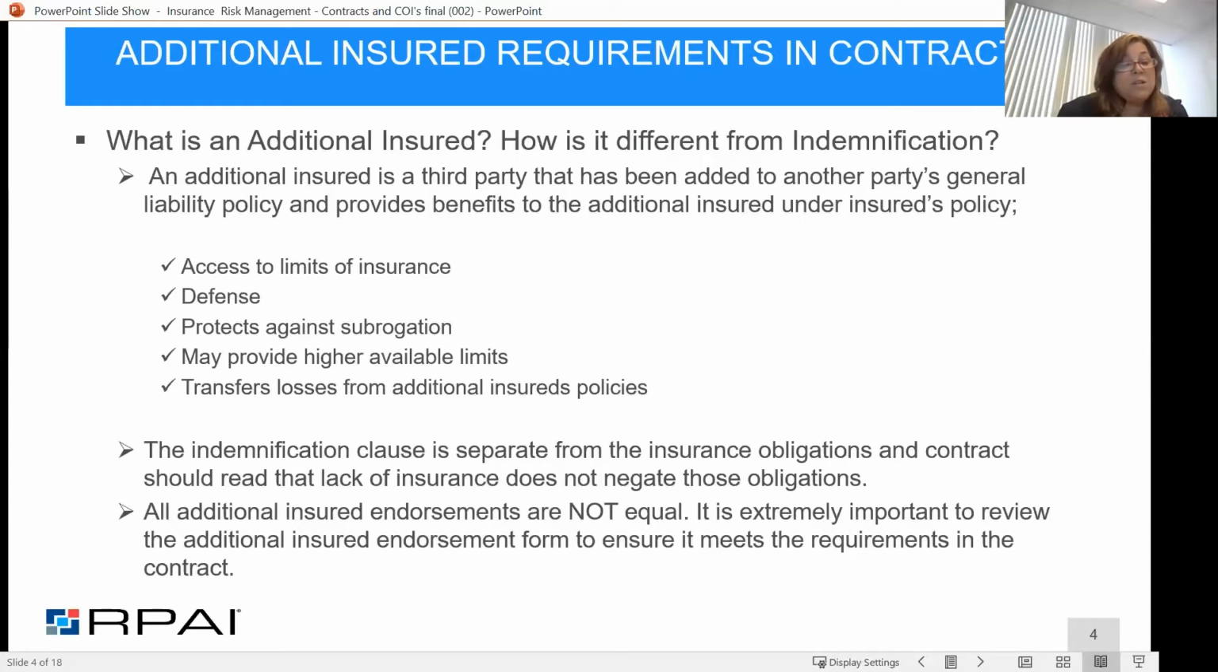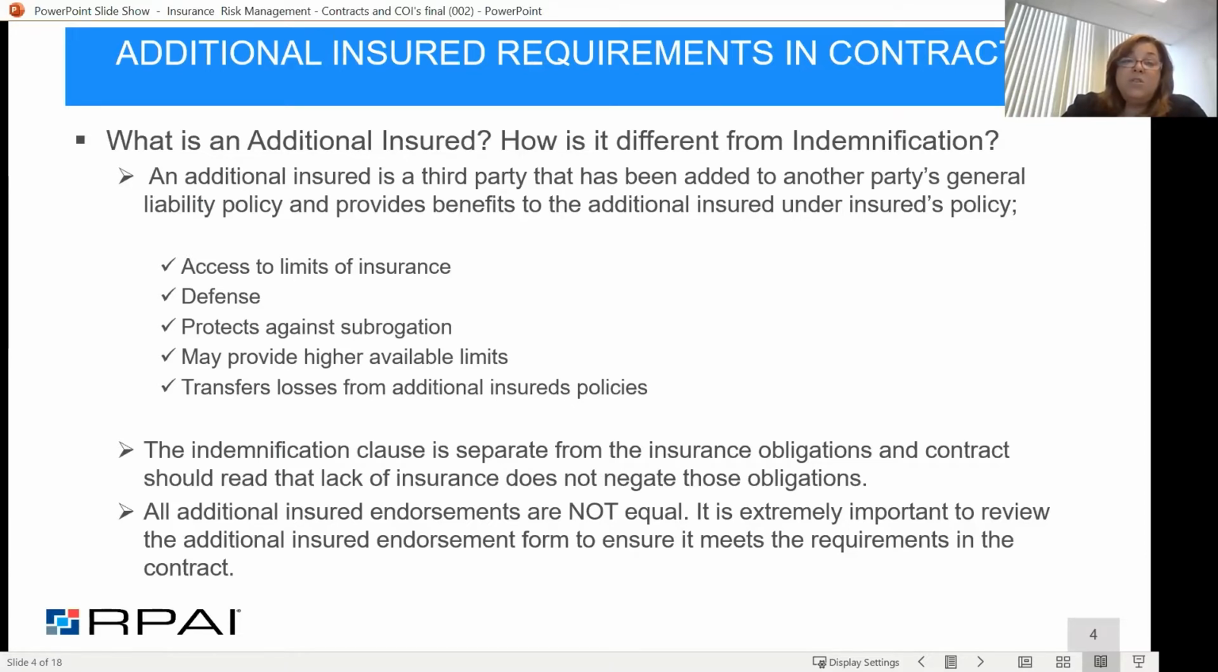Now, the difference is the indemnification clause creates the obligation, and the insurance is making sure that that party can meet those obligations under the indemnification because they have the insurance that's going to address that. So it's really making sure that that obligation can be met. So what does the additional insured endorsement under the policy provide? It provides that additional insured with access to the limits of the insurance of the first party's policy. It provides them with defense.